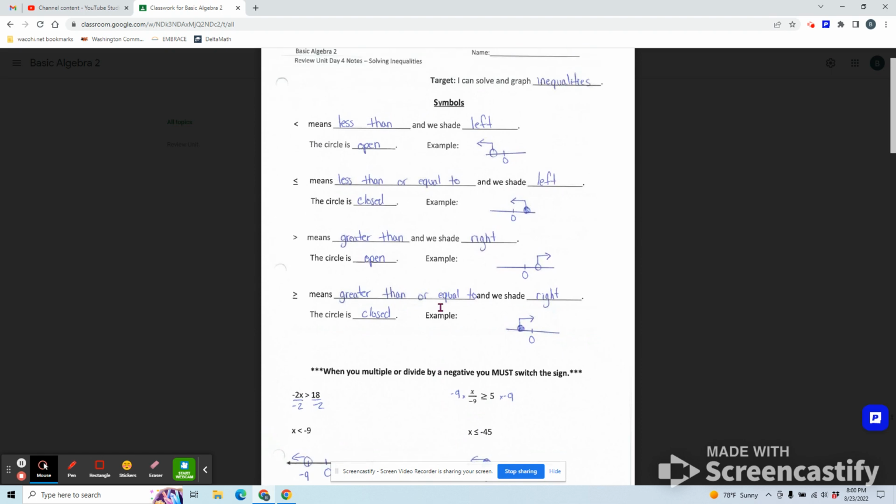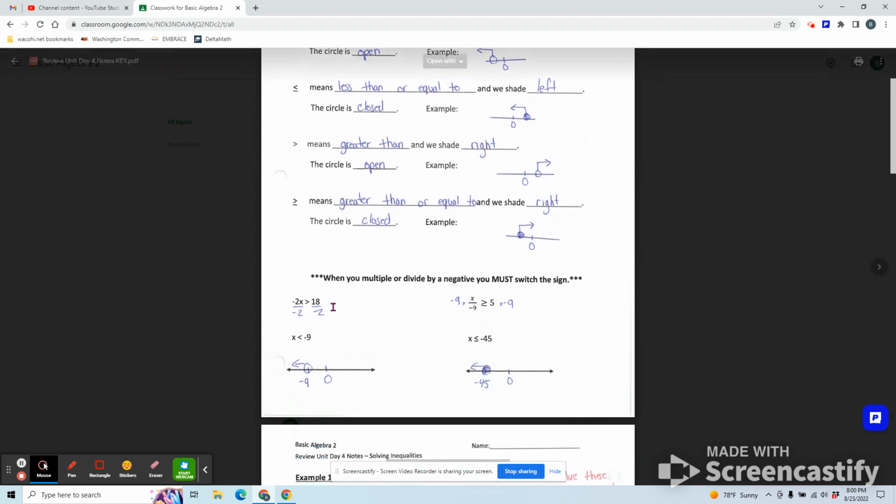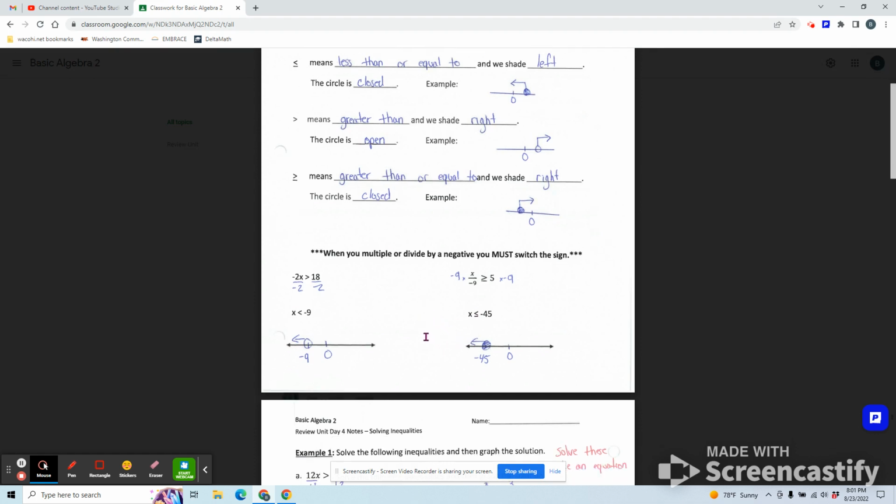One thing that I want to point out up here, shading to the left or to the right only works if the variable is on the left-hand side. So here, this is on the left-hand side. This arrow, if you want to think of it as an arrow, is kind of pointing to the left. Well, that's the way my arrow goes. This one is also pointing to the left. That's the way my arrow goes. Okay, so that's a trick that might help you to graph these.